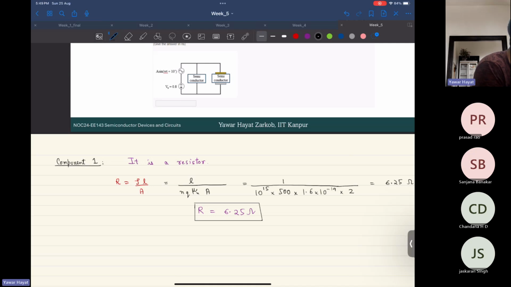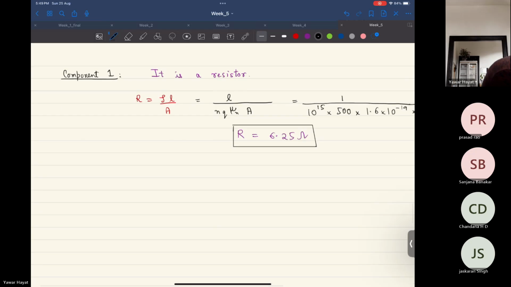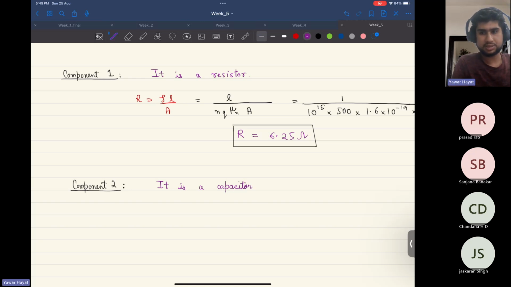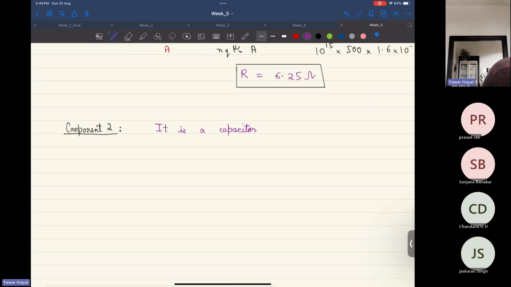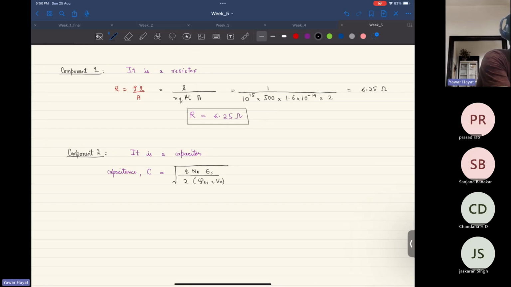Okay. So now what about component 2? For component 2, you can write that it is a capacitor, and with capacitance equal to square root of Q N D epsilon whole divided by 2 times phi BI plus V A.